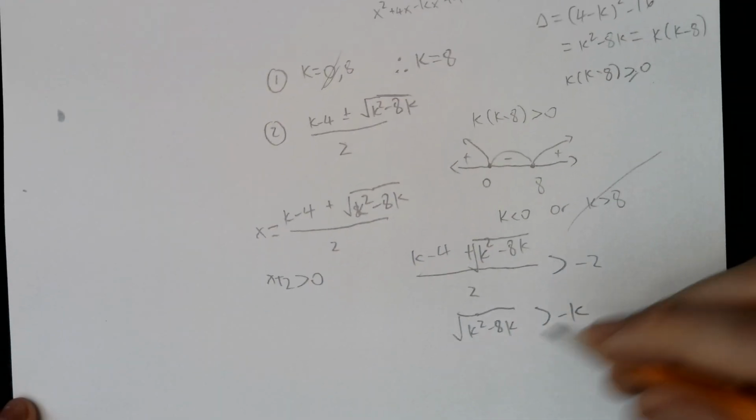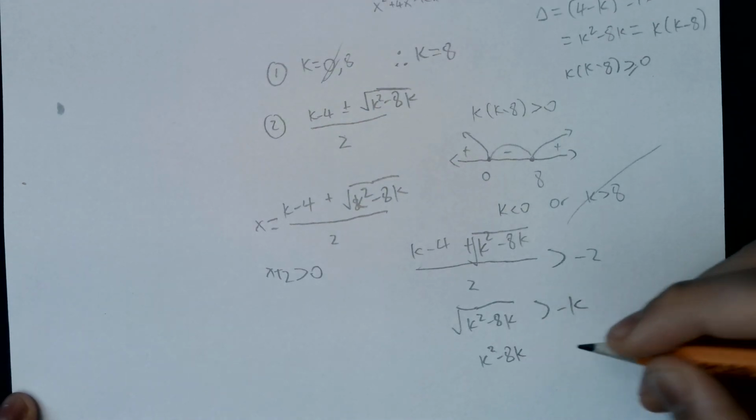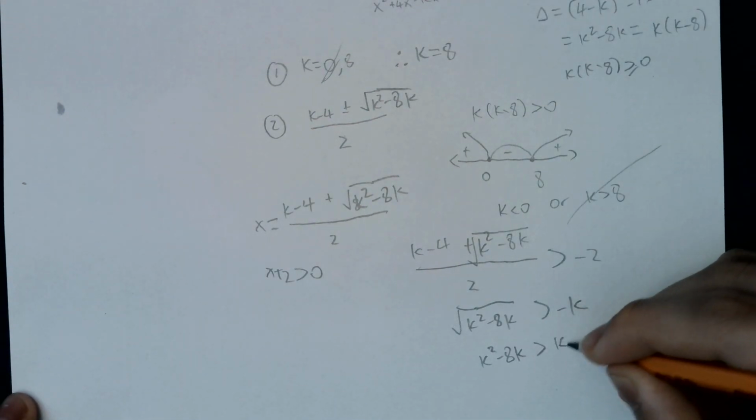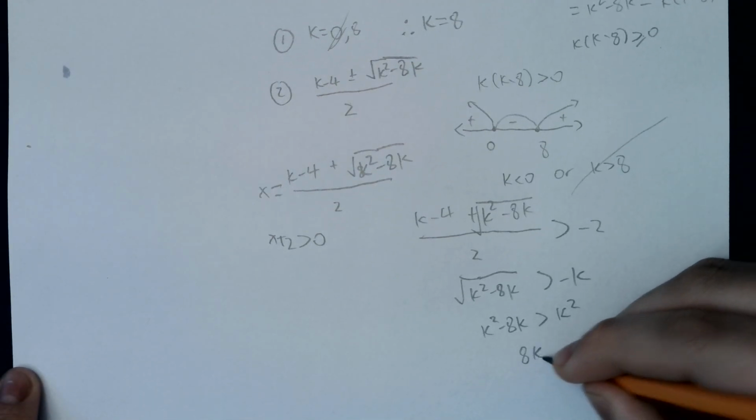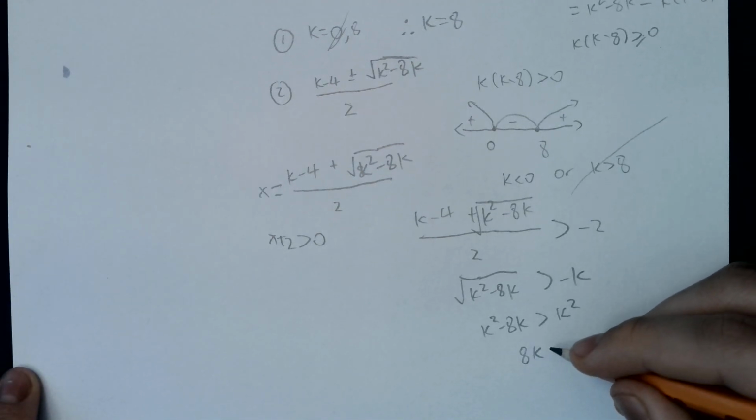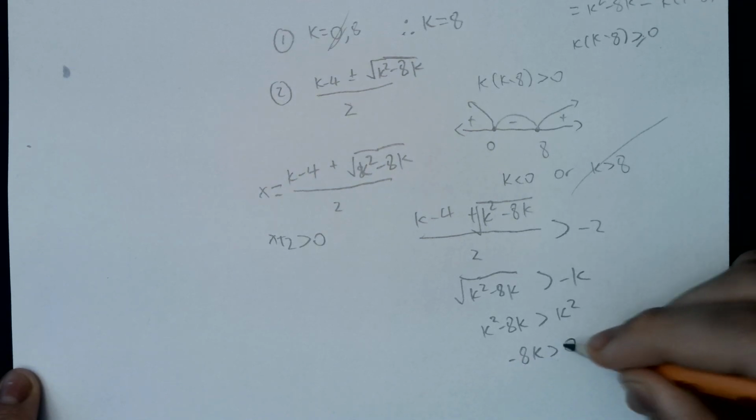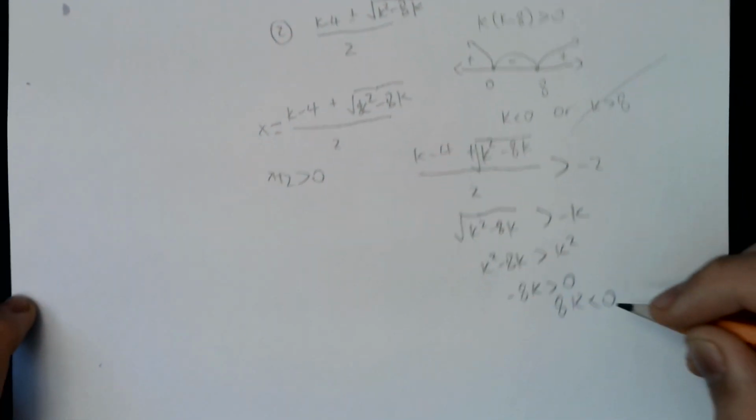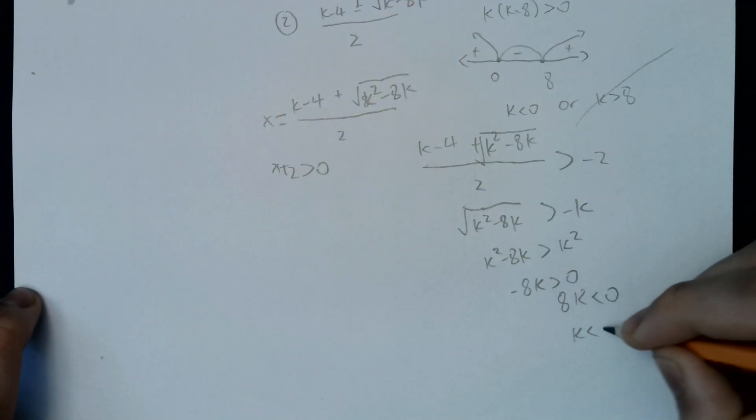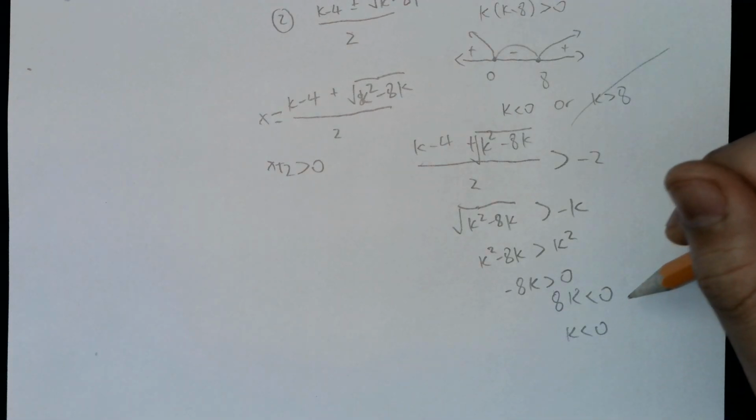So from this, we can square it and get rid of the square root here, and finally receive k squared minus 8k is going to be bigger than k squared. We move the k squared over, and we can finally receive negative 8k is going to be bigger than 0, or 8k is smaller than 0, which can be simplified to k smaller than 0.